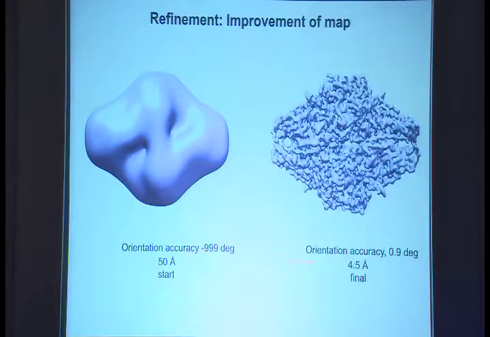So the things to remember is, of course, whether your accuracy is increasing during the refinement. Here in RELION, we start with about 999, and in this case we could reach about 0.9 degrees, and the resolution is about 4.5 angstrom after, say, 20 or 25 iterations.